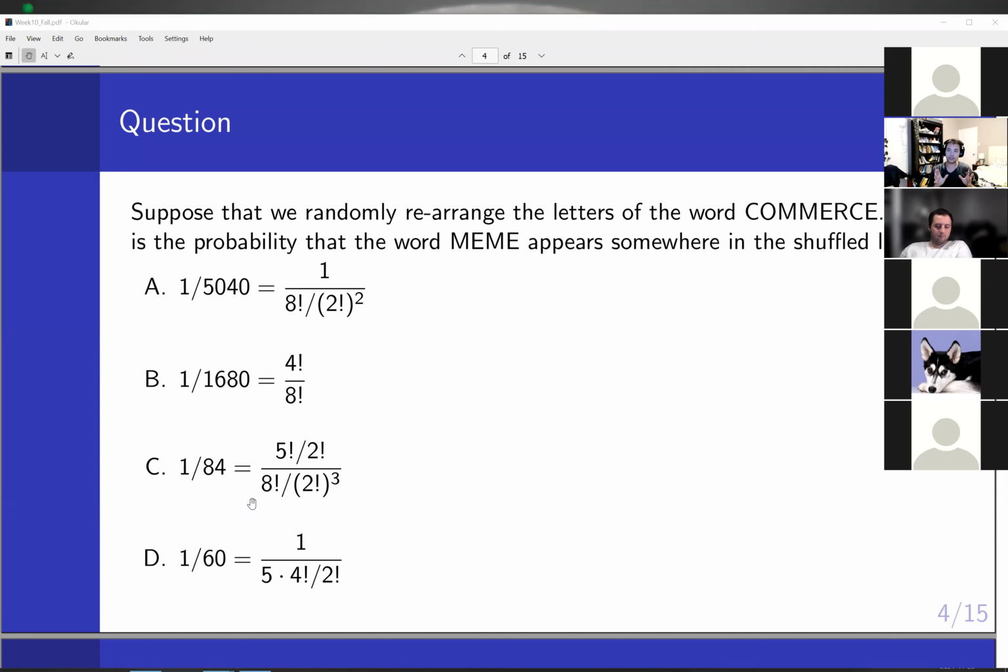And in that problem, it just said, count the number of ways that you can rearrange the letters of the word commerce such that the word meme appeared all together. And so now we're asking, what is the probability that if you randomly shuffled the letters, that would happen? So not just how many ways are there, but if you randomly shuffled the letters, what's the probability that it happens?